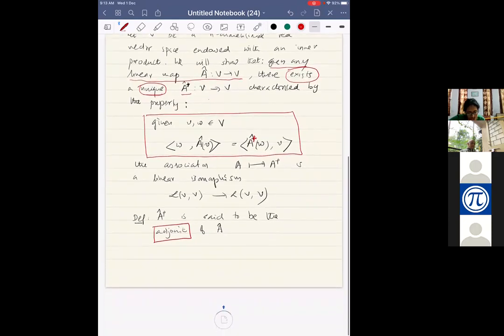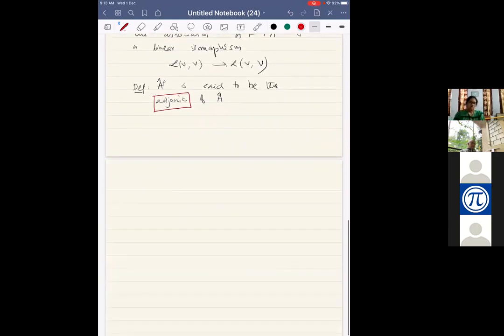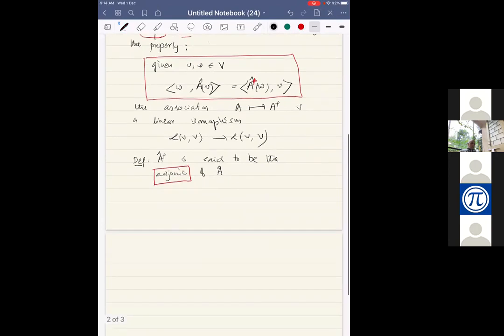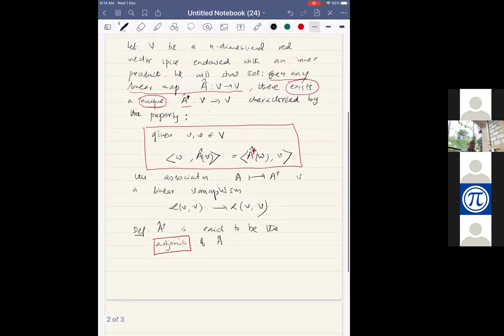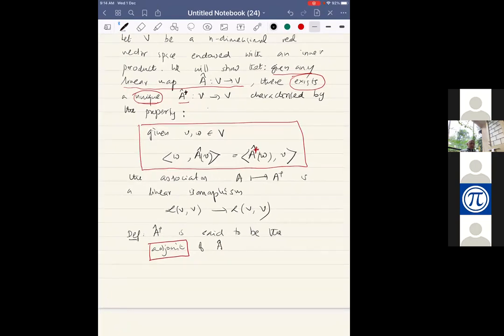Okay. The above condition will be true for any V and W in V, for the definition. Take any pair of vectors V and W, this should be true. That is the definition of A dagger.